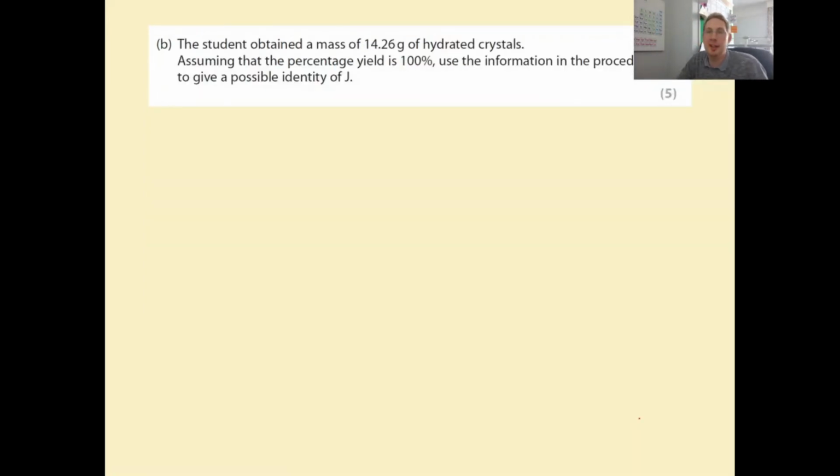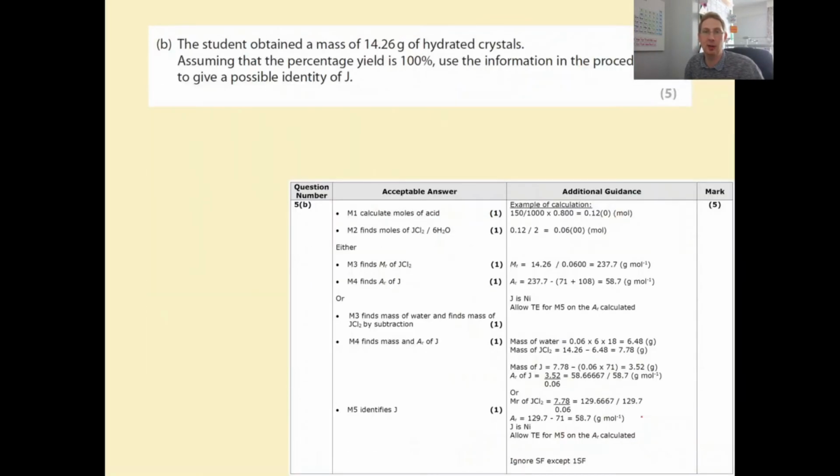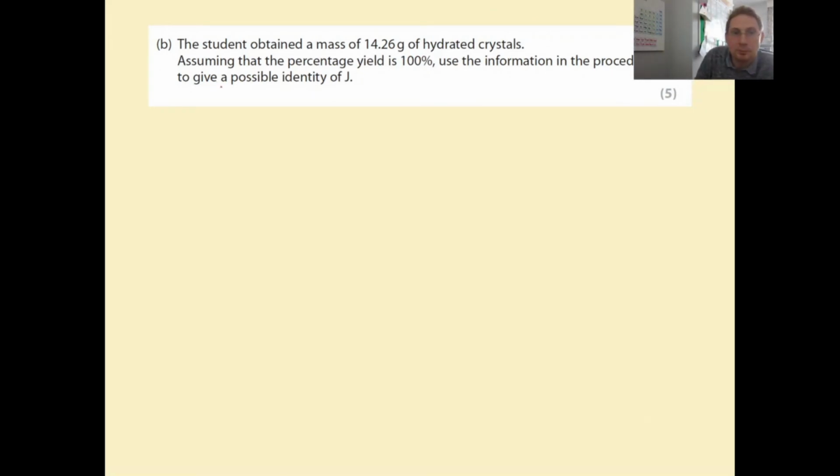The student obtained a mass of 14.26 grams of hydrated crystals. Assuming that the percentage yield is 100%, use the information in the procedure to give the possible identity of J. So if we go back a couple of steps, we've got hydrochloric acid reacting to form the metal chloride JCl2.6H2O.